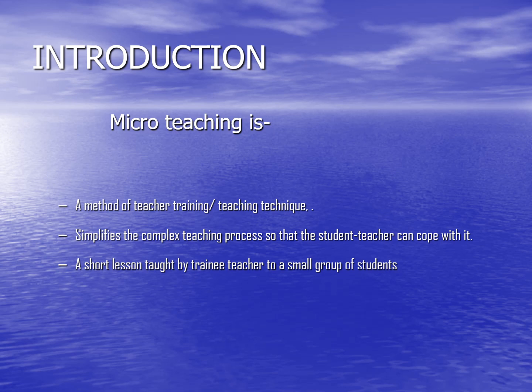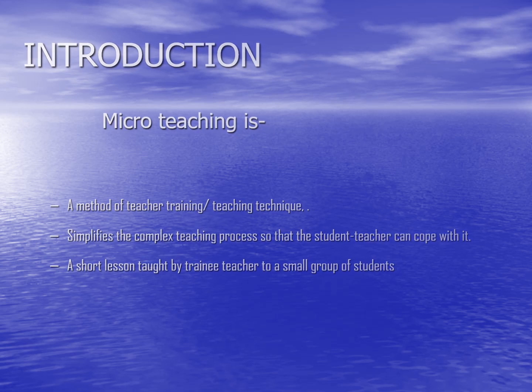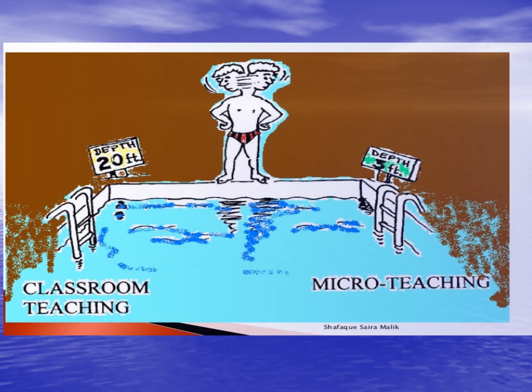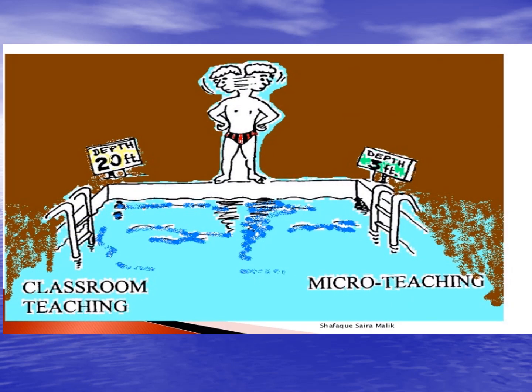For example, the teacher is going to teach a macro lesson that is 40 minutes long. So she or he has to first prepare for teaching the short skills. A short lesson taught by the teacher trainee to a small group of students is called micro teaching. Then, while discussing micro teaching, let me focus on the topic.